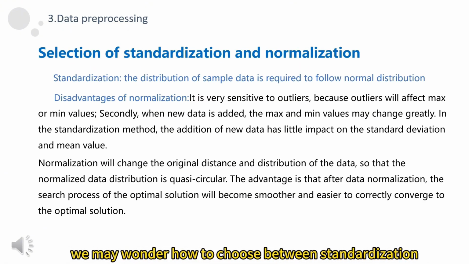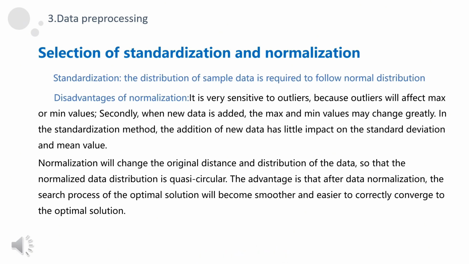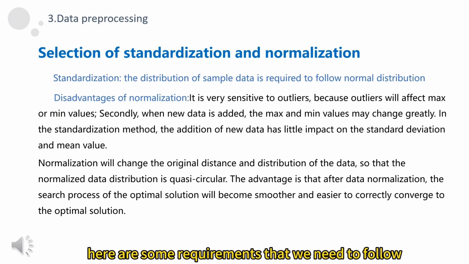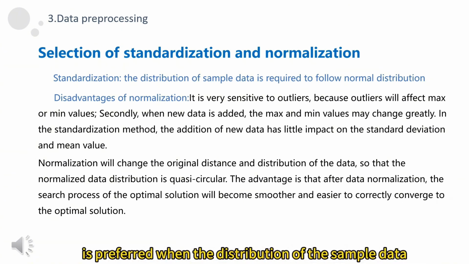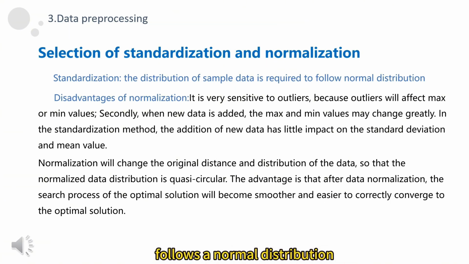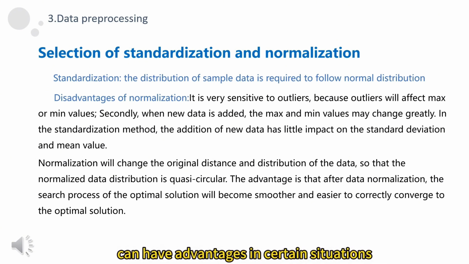We may wonder how to choose between standardization or normalization in data preprocessing. Here are some requirements that we need to follow. Standardization is preferred when the distribution of the sample data follows a normal distribution. On the other hand, normalization can lead to a quasi-circular distribution of normalized data, which can have advantages in certain situations.